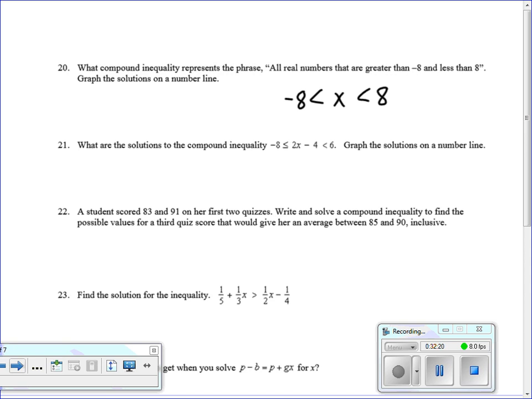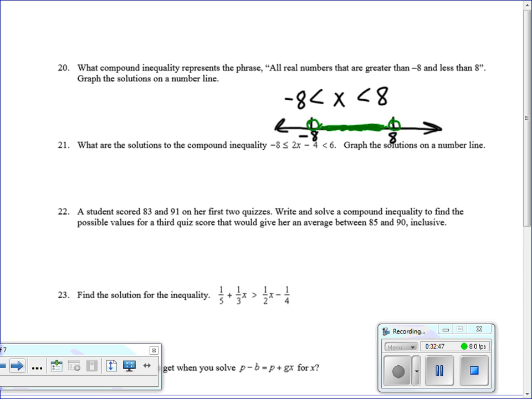And this is graph the solutions on a number line. So if you're having to make your own number line, you really only need 2 numbers. You need negative 8, you need 8. You do need to know what order they go in. So you need to know that negative 8 does come before 8 on a number line. We want everything that is greater than negative 8, but less than 8. So your solutions would be their intersection.